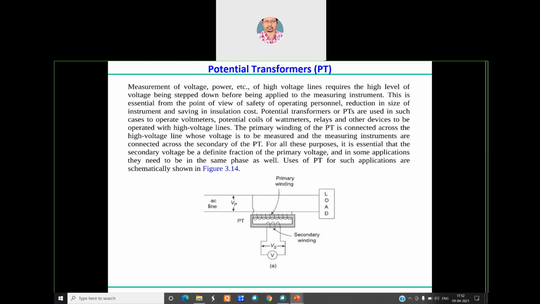Understood? So that you will match up with the voltage, as is shown in this particular diagram, the AC line or the VP. Okay, that is the primary voltage.